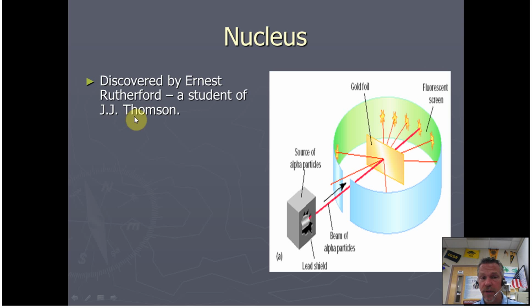Rutherford was a student of Thomson, the guy who discovered the electron, and he used this device to study the structure of the atom. What we have here is a screen. There's this rounded semicircular screen, and on the inside surface of the screen is a glowing fluorescent compound that glows when you hit it.